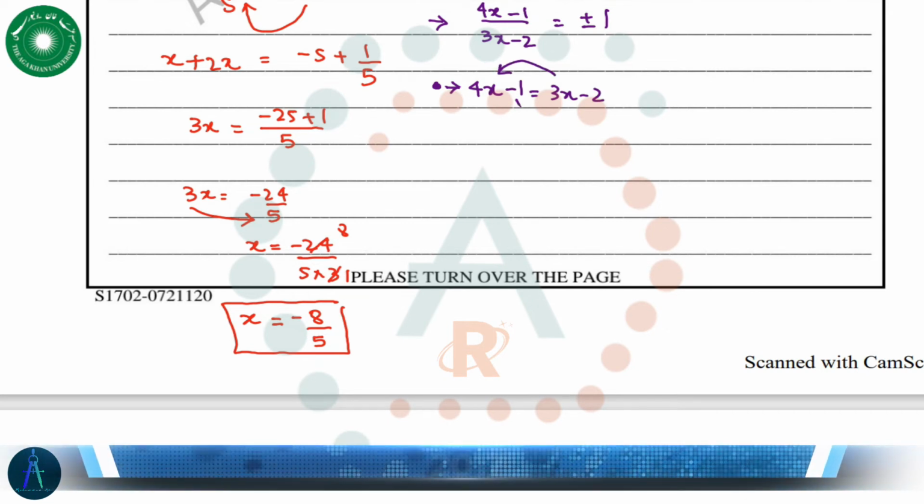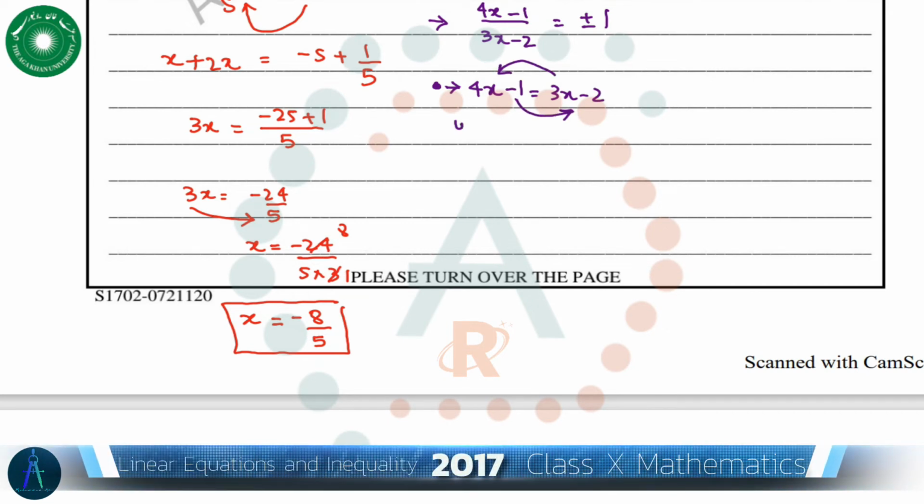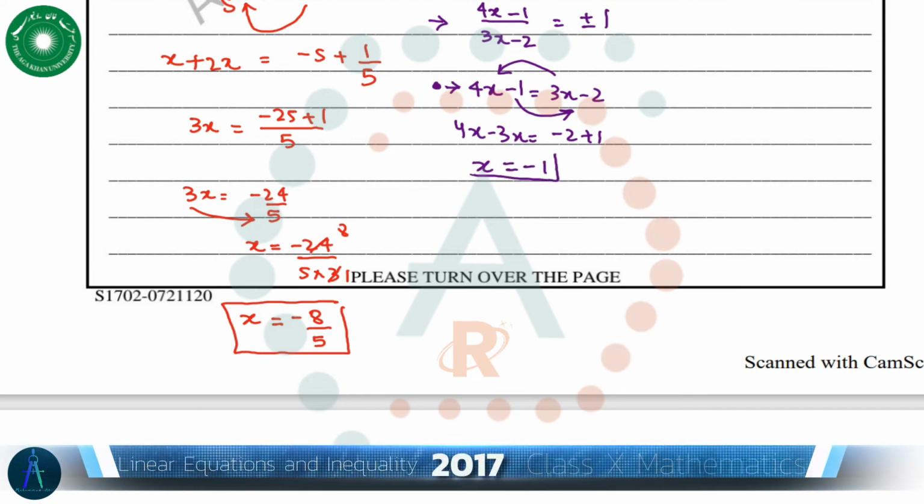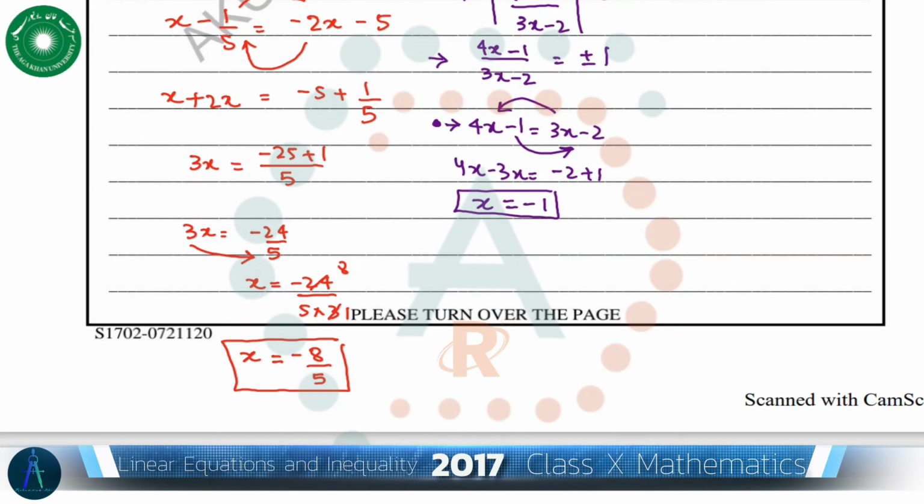We shift 3x here and minus 1 there. 4x minus 3x equals to minus 2 plus 1. So x will be equals to minus 1. So we have got one solution from this modulus equation.